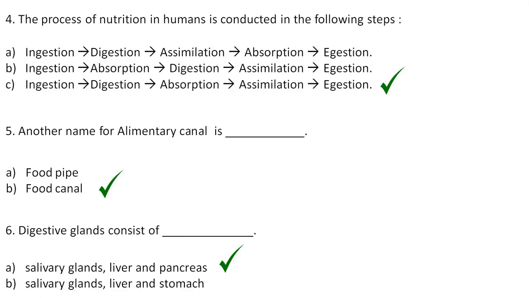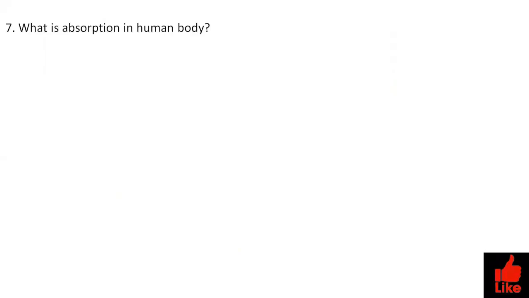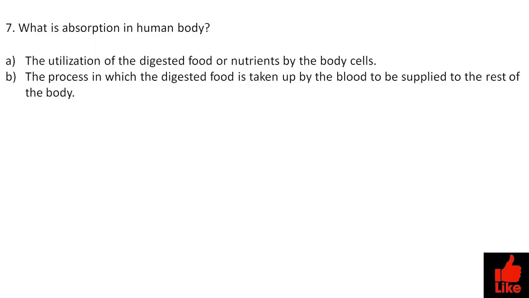Now let us move on to question number 7. And the question is, what is absorption in human body? So here the options are option A, the utilization of the digested food or nutrients by the body cells, or else option B, the process in which the digested food is taken up by the blood to be supplied to the rest of the body. So, as I have discussed in question number 4, the steps involved in nutrition, this question must not be so difficult for you. The correct answer over here is option B. That is absorption.